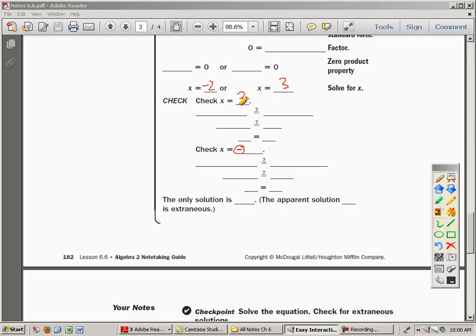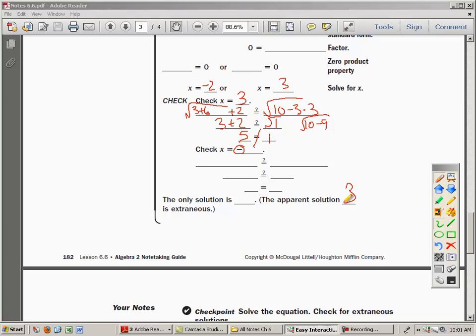To check the positive one, this becomes the square root of 3 plus 6 plus 2, which is supposed to be equal to the square root of 10 minus 3 times 3. My original functions were the square root of x plus 6 plus 2 and the square root of 10 minus 3x. So this becomes the square root of 9, which is 3, and 3 plus 2 is 5. On the other side, 3 times 3 is 9, so this becomes 10 minus 9, which is 1, and the square root of 1 is 1. Obviously, these are not equal to each other, so we're going to reject that solution. The apparent solution of 3 is extraneous.